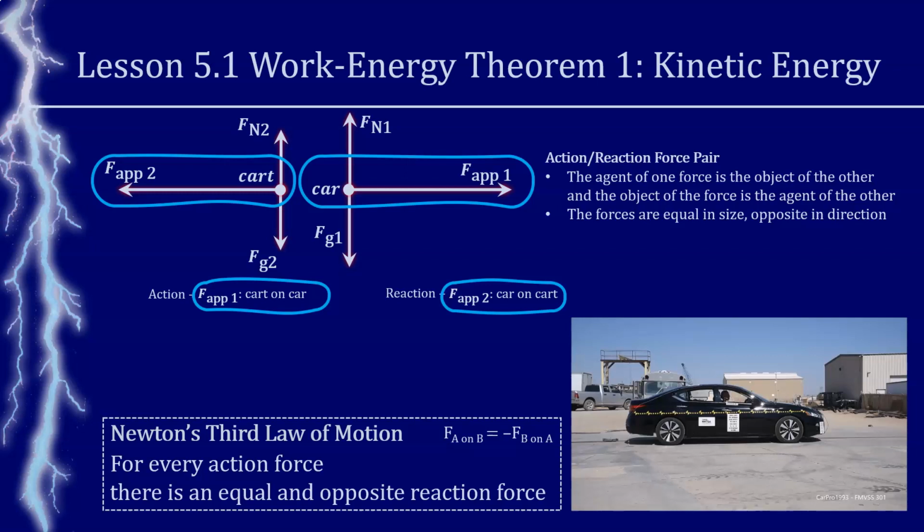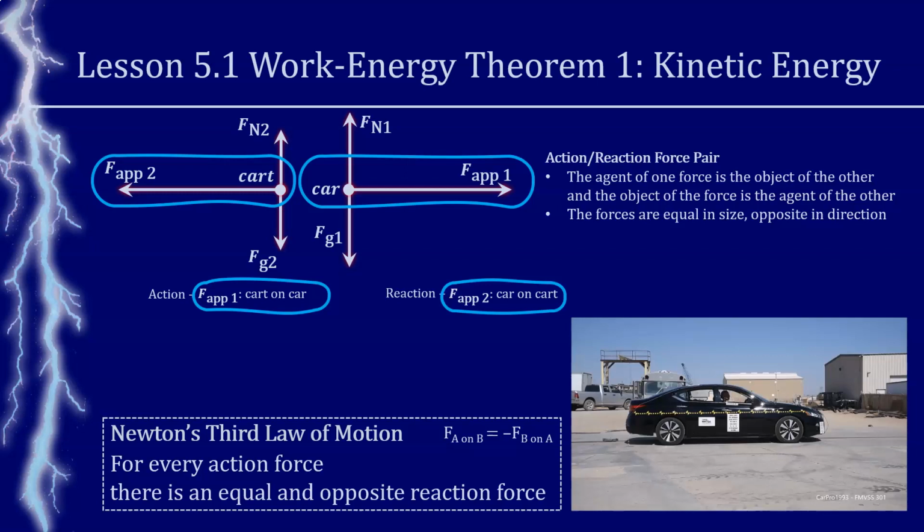When I have two interacting objects, the cart and the car, how many action-reaction force pairs am I going to find in this free body diagram? And the answer to that is just one, because the car and the cart are just interacting in one way. They're colliding with one another, and they're exchanging force in that one way. Their normal forces aren't being exchanged. The gravitational force between them and the earth is not being exchanged.